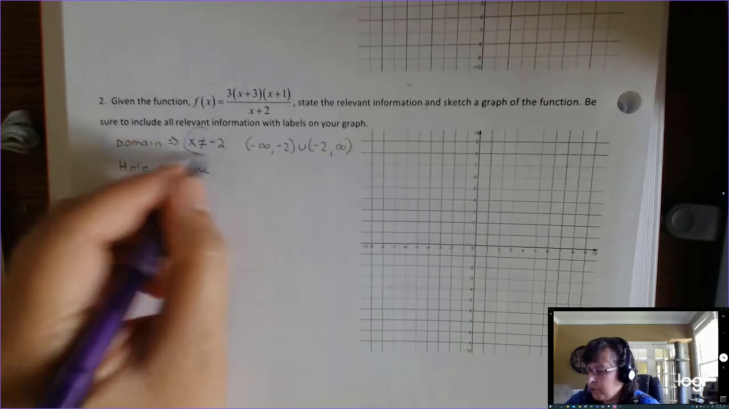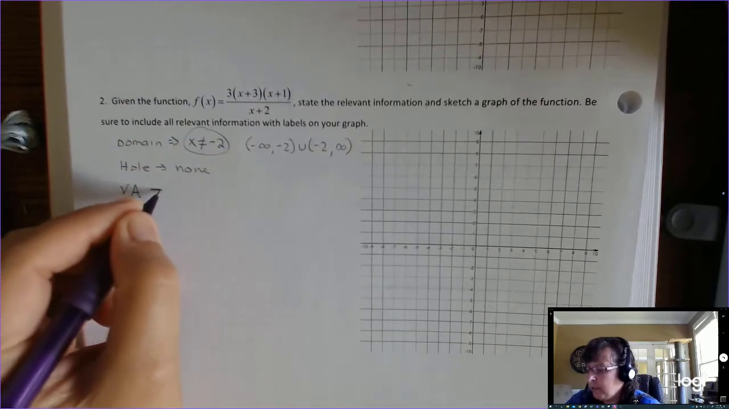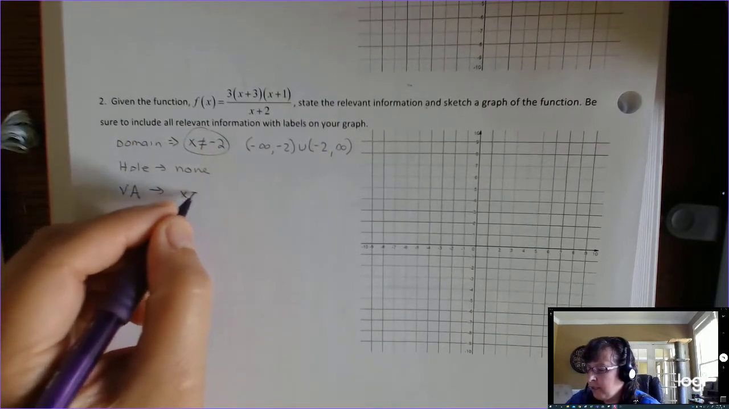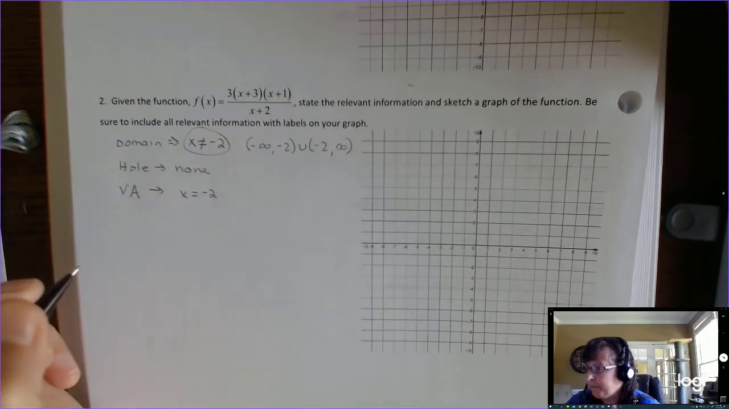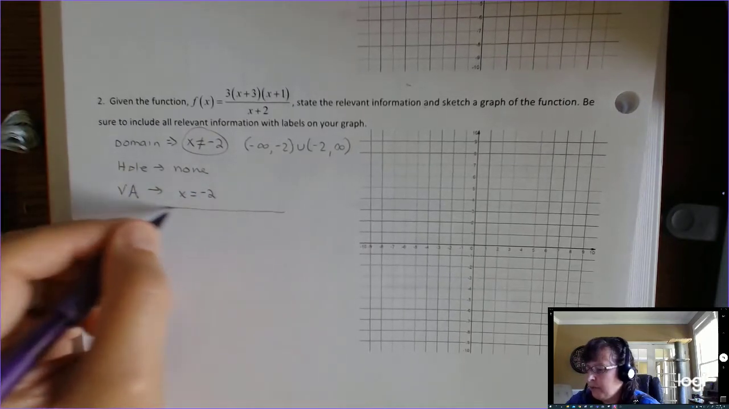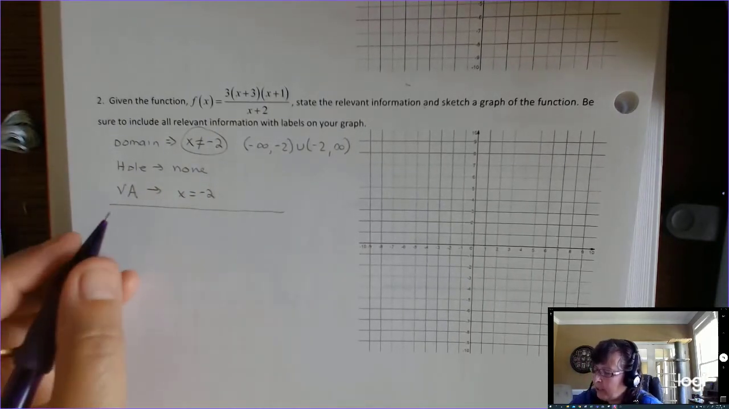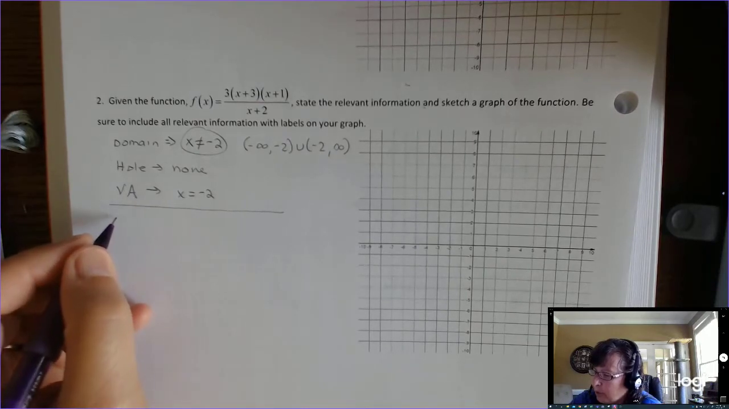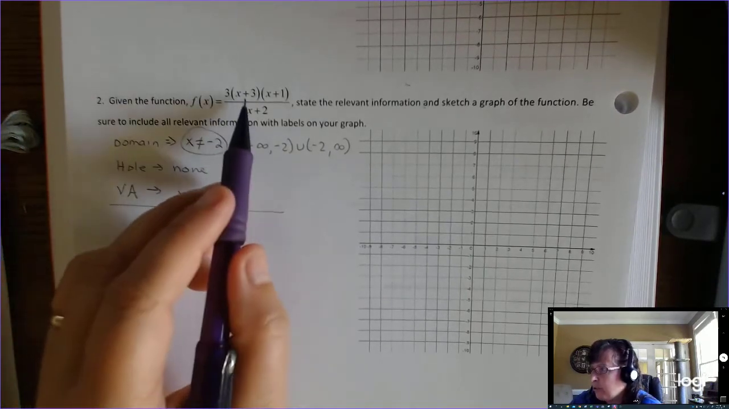So that restriction's got to show up somehow, and it's going to show up as a vertical asymptote, x equals -2. Okay, so once we do that, then we can also look at the horizontal asymptote. So this is an interesting one.